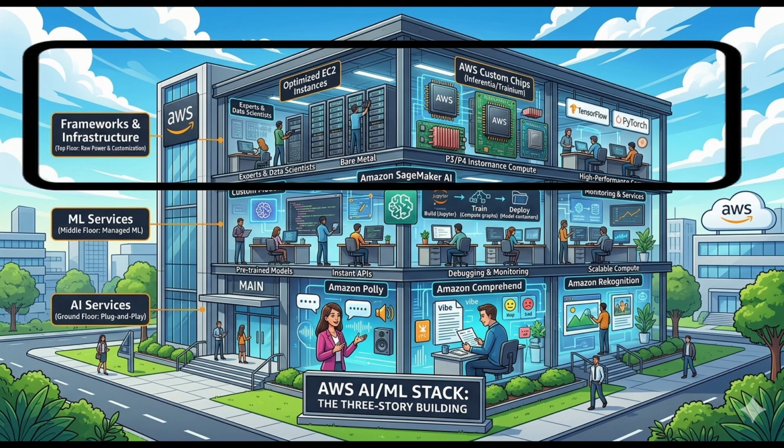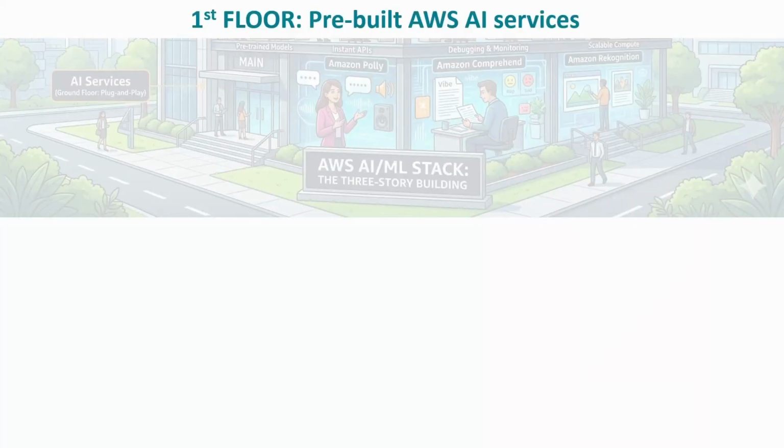The third floor is the frameworks and infrastructure. This is for the experts who want to build from scratch. We are talking custom chips and optimized EC2 instances, basically the raw power for specialized needs. Let's zoom in on that first floor. Those pre-built AI services. They are basically experts you can hire via APIs.